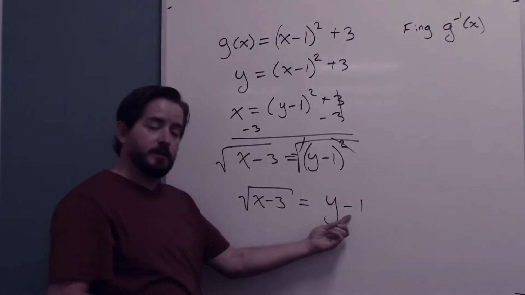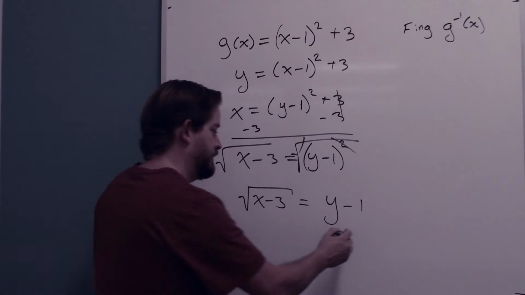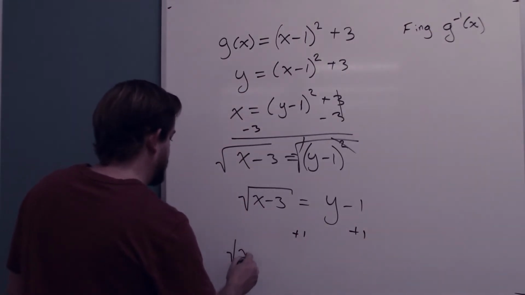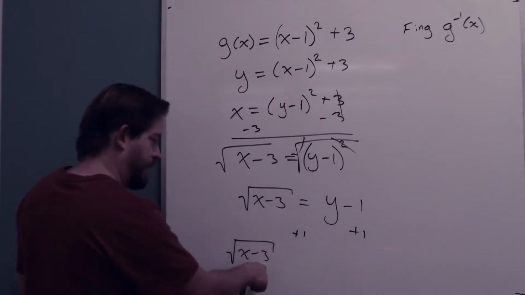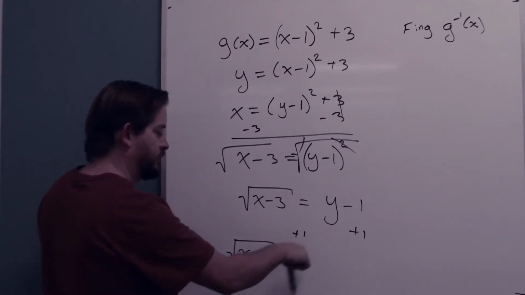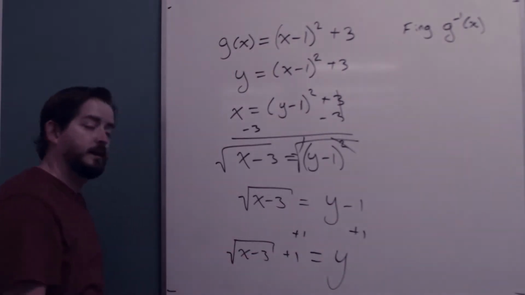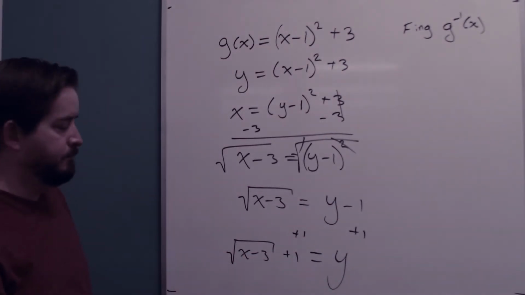And now I can mess with the inside. I just have to add 1 to both sides. And this gives me the square root of x minus 3, end the square root, and then add 1. Don't add 1 into the square root. And that's equal to y. And I'm done. That's that.